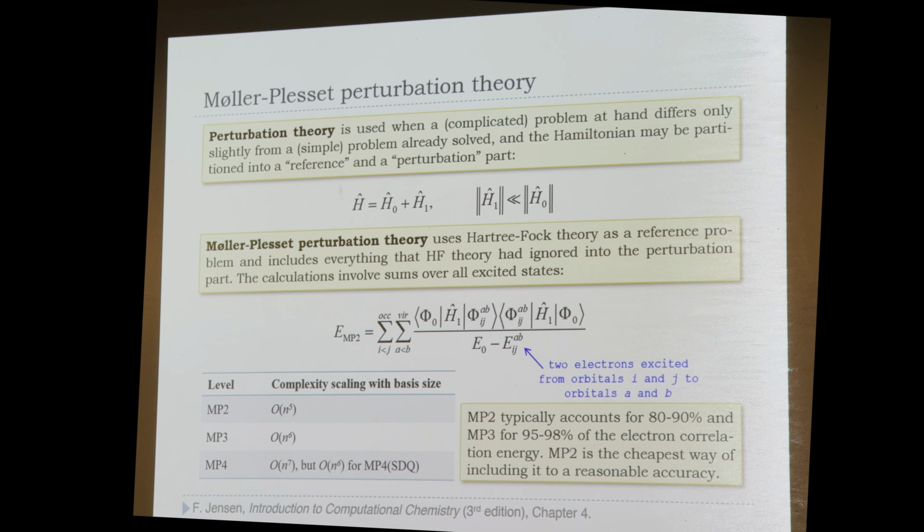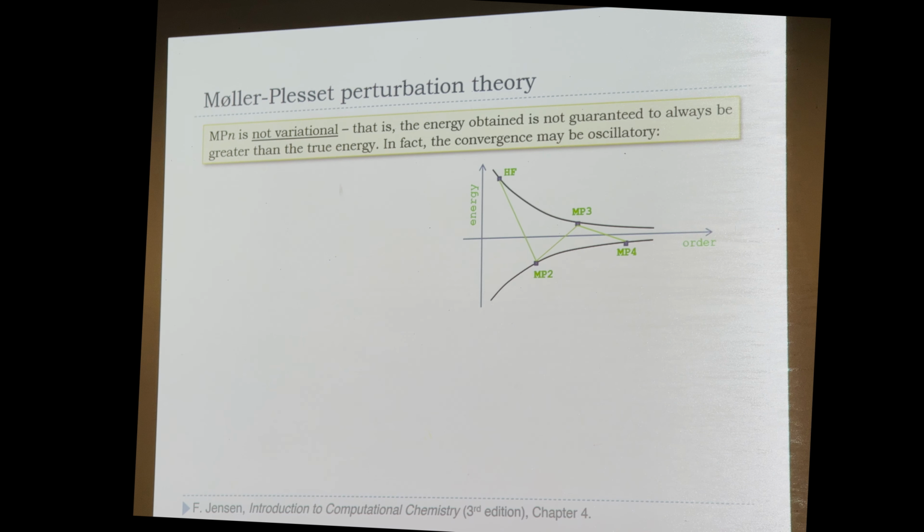Typically, MP2 would account for about 80 to 90% of the correlation energy, so all of the effects that we've discussed in the previous slides, and MP3 would be close to perfect. MP4 is very uncommon, used for high accuracy calculations, and so MP2 is the cheapest way to include those correlation effects to a reasonable accuracy. It's also diagnostic of the fact that you have strong correlation effects if there's a big difference between the Hartree-Fock reference and the MP2 correction to it.